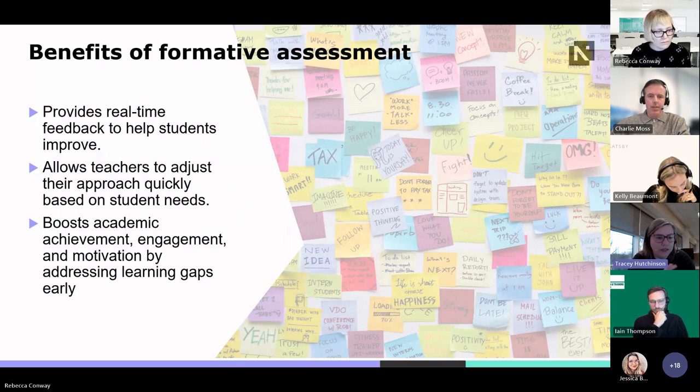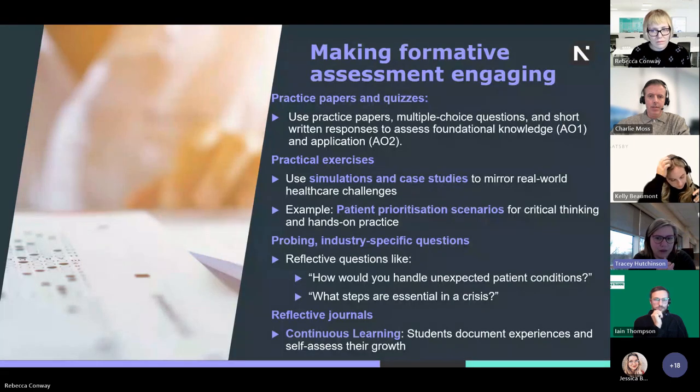So how do we make formative assessment engaging? Obviously we've asked in the chat for you to share some of your strategies, so please do share those in the chat with us. What effective formative or summative assessment strategies have you used in your delivery? There are many things. You can use past papers or quizzes. These are really good ways to build that strong foundation, from multiple choice questions to short written questions.